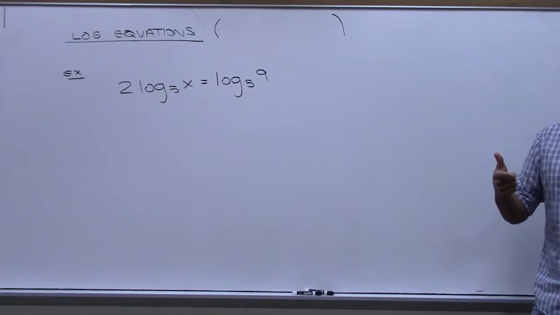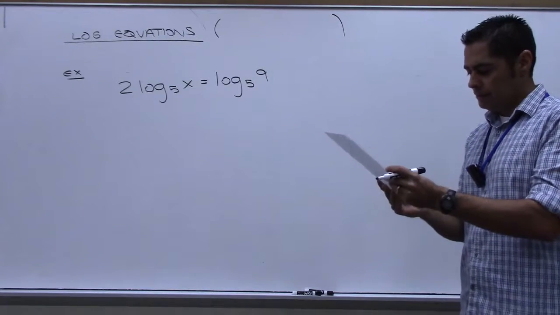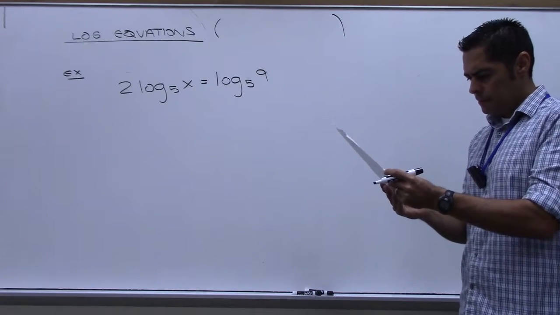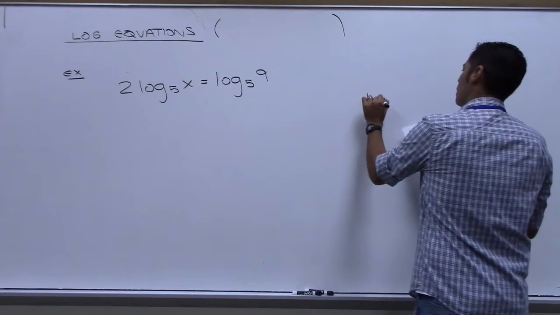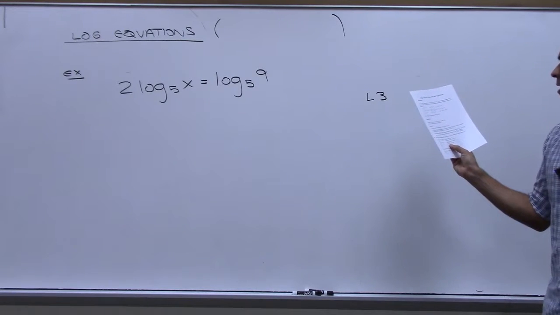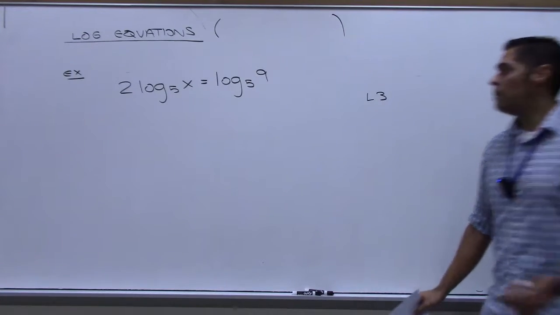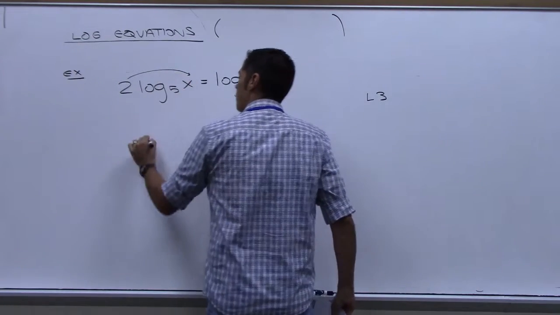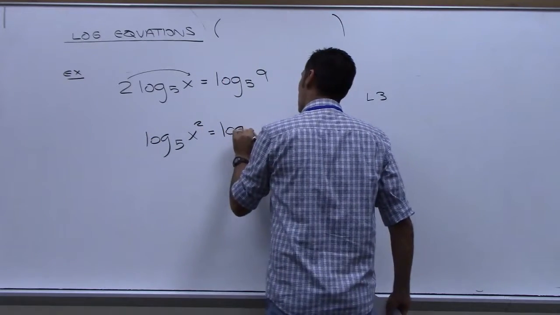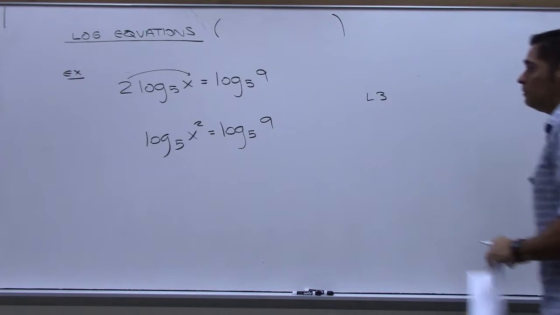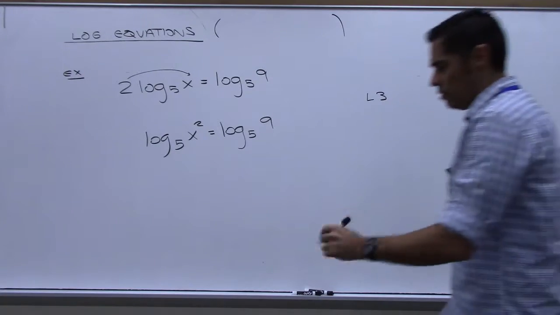We can use the property of exponents from logarithms from last class. This is property L3. It says log base a of x to the y comes out front, or if the y is out front, we can push it back up as an exponent. So I'm going to push this up as an exponent. Log base 5 of x squared equals log base 5 of 9. Which means x squared equals 9.